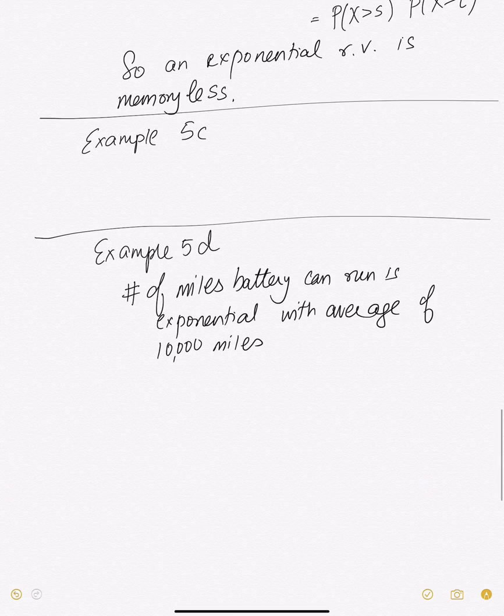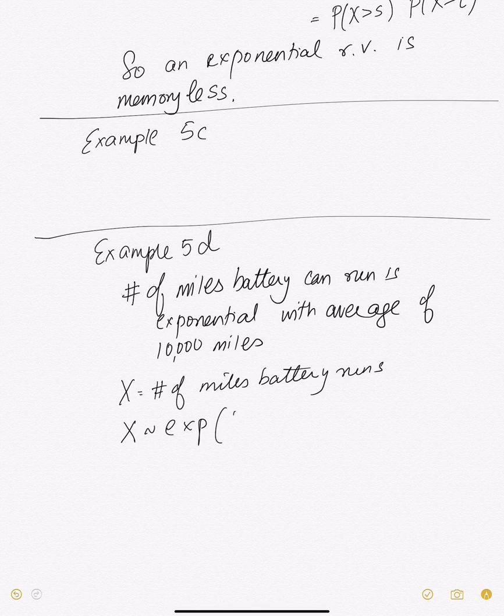Okay, so let's be careful over here. Suppose X is the number of miles that the battery runs. What kind of random variable is this? X is an exponential random variable. And what is lambda? You remember, if you have a random variable that's exponential, then its expectation is 1 over lambda. So this average of 10,000 is its expectation. So that is 1 over lambda.